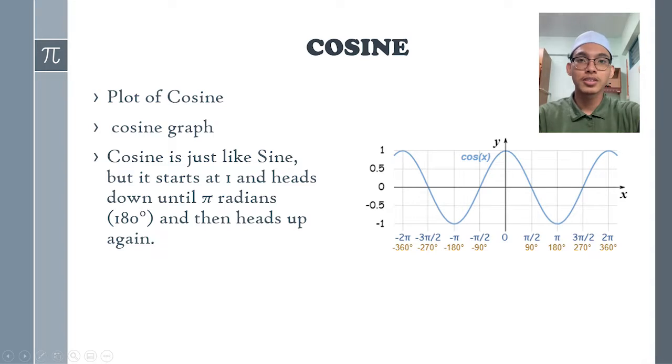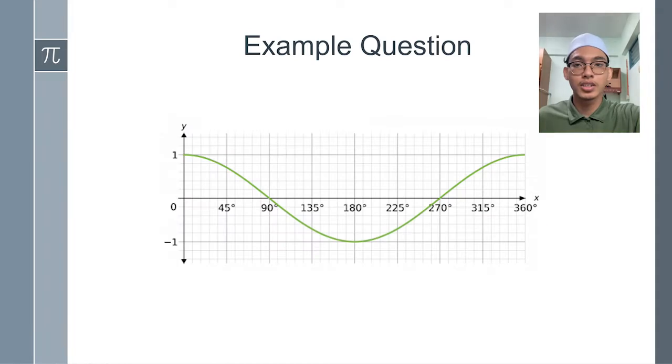I want to present cosine. Plot of cosine. Cosine graph. On my left side is the cosine graph. Cosine is just like sine, but it starts at 1 and heads down until pi radians, 180 degrees, and then heads up again. If you can see the slide, it is an example question for the cosine graph. As with the sine graph, this portion is one period of the graph, so it is repeated for all the values before 0 degrees and past 360 degrees.